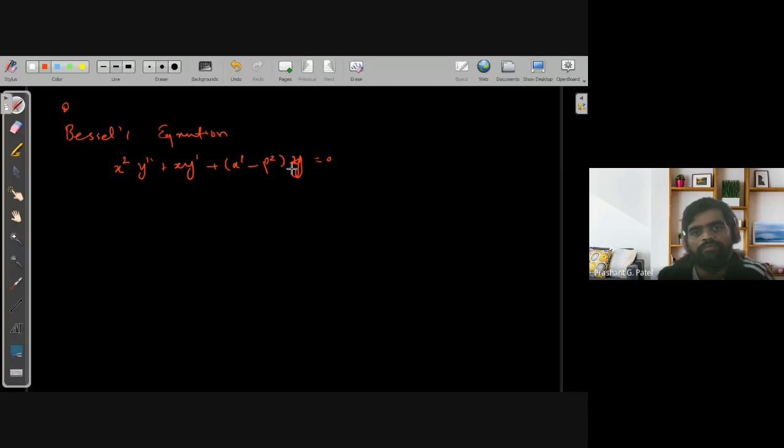Bessel's equation can be expressed as x square y double dash plus x y dash plus (x square minus p square) y equal to 0. And the solution of this Bessel's equation, we know, is known as Bessel's function. So the Bessel's function is Jp of x, which is summation of n running from 0 to infinity, minus 1 raised to n upon n factorial into (p plus n) factorial, (x by 2) raised to 2n plus p.